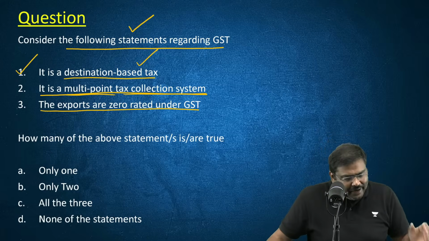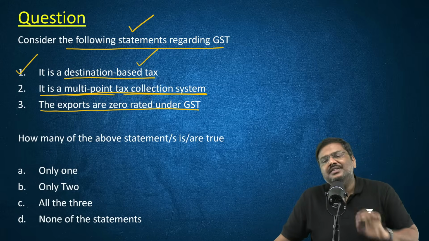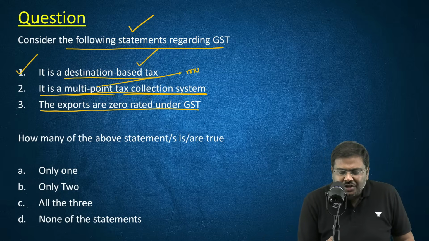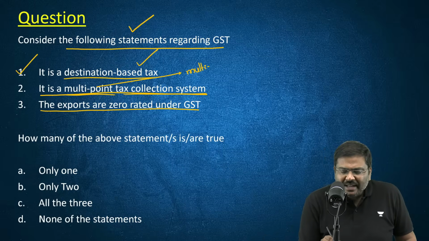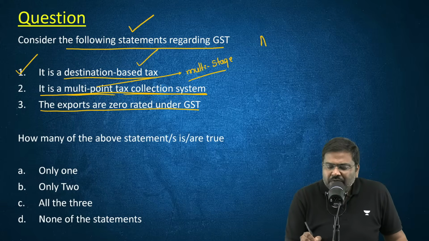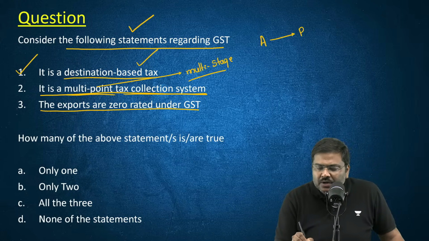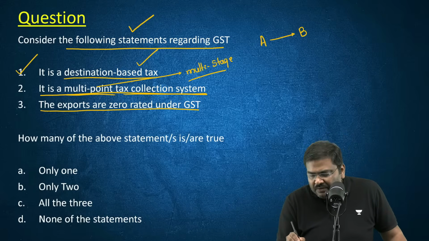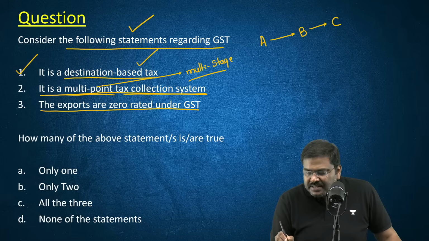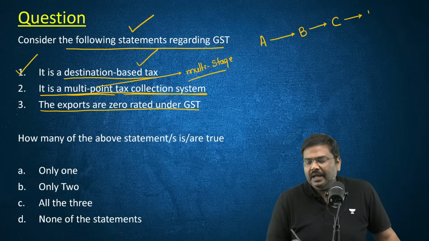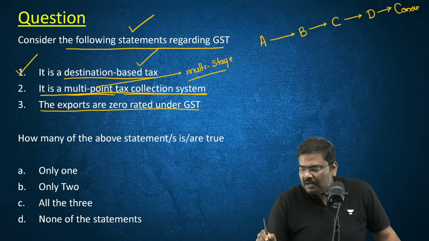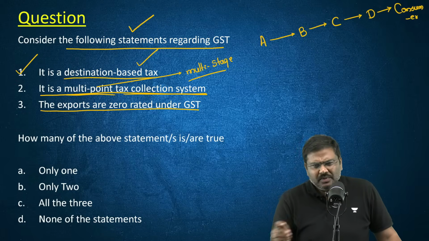Let's start. It is a multi-point tax collection system. They will use the term either multi-point or multi-stage. What is the meaning of multi-point or multi-stage? A will manufacture something and sell it to B. B will manufacture something and sell it to C. C will manufacture something and sell to D. And let's say D will sell to the consumer. Let's assume this is a supply chain.